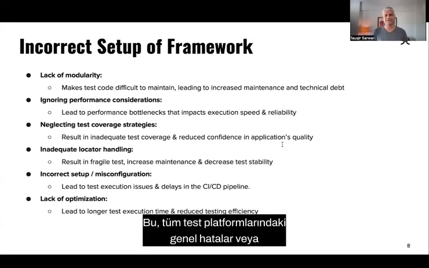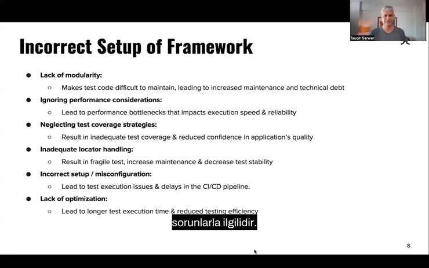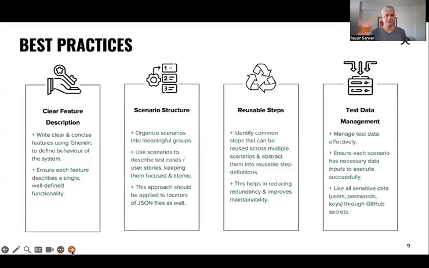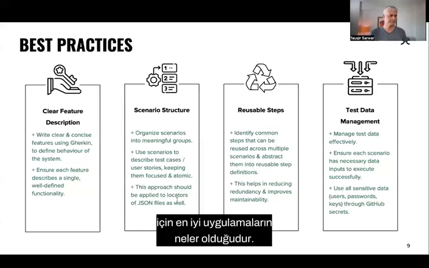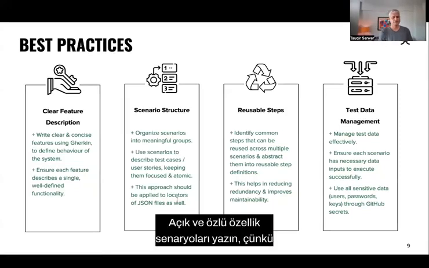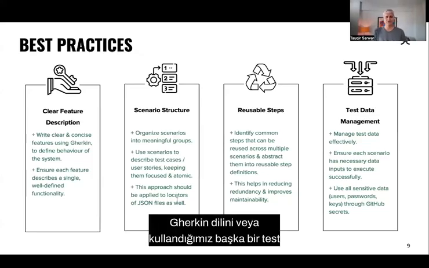This is about the general mistakes or issues across all the testing platforms, so we have to consider this. Next, what are the best practices for using this template or boilerplate? Write clear and concise feature scenarios, because we are using the Gherkin language.